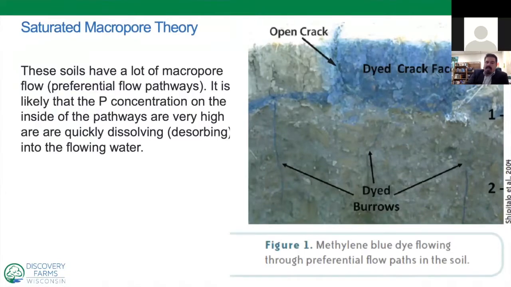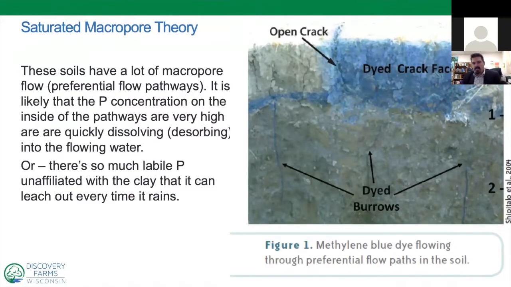And then lastly, we also think that this idea of what we call the saturated macropore theory, meaning that we have these cracks in the soil. And so those cracks also, you can think about the lining of the cracks. And those are going to be relatively rich in phosphorus. And so not only does manure flow through the cracks, it also deposits phosphorus along the cracks.